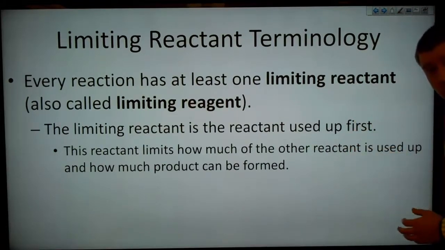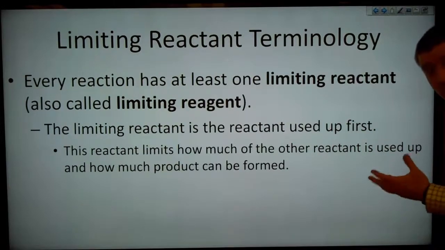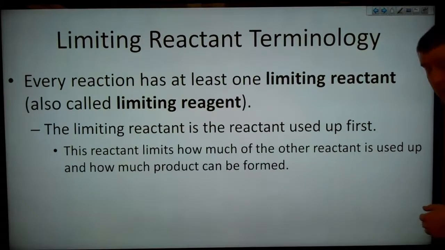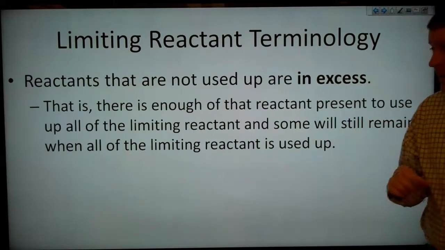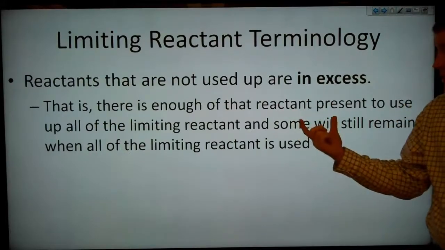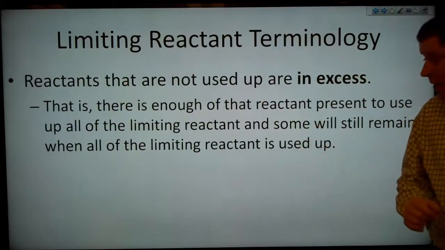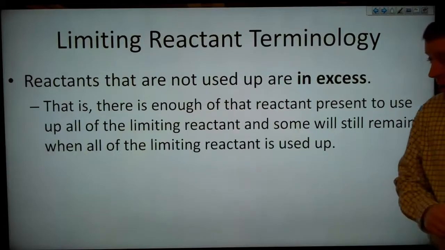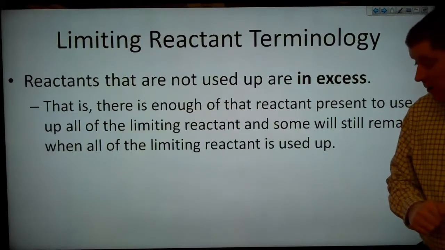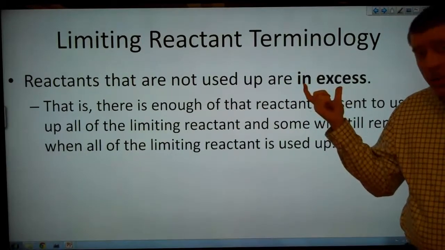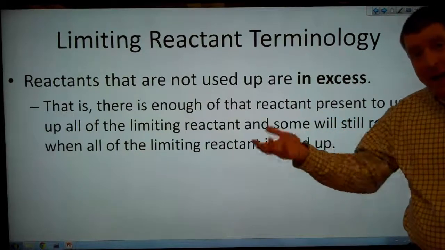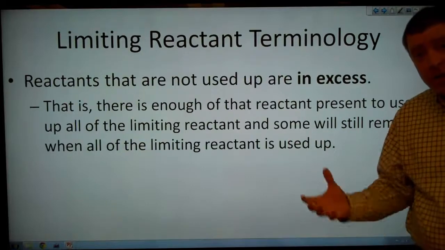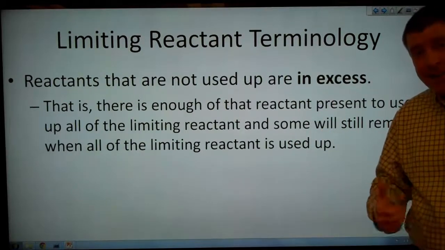So in our previous example, the oxygen was the reactant that was used up first, so the oxygen is our limiting reactant. Reactants that are not used up are what we call in excess. That is, there's enough of that reactant present to use up all of the limiting reactant, and some will still remain when all of the limiting reactant has been used up. So the hydrogen that we had in our previous example was in excess. We had 4 molecules of hydrogen, and at the end we still had 2 molecules left. That means we had hydrogen molecules in excess.